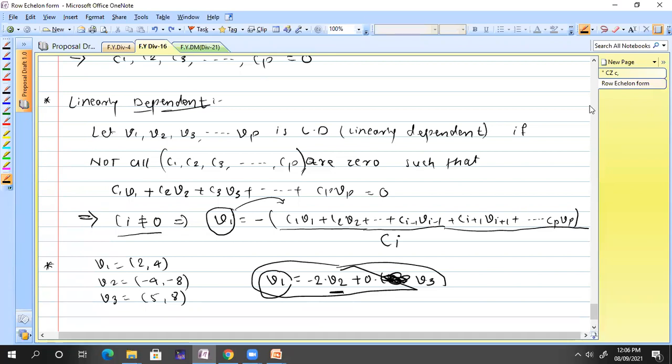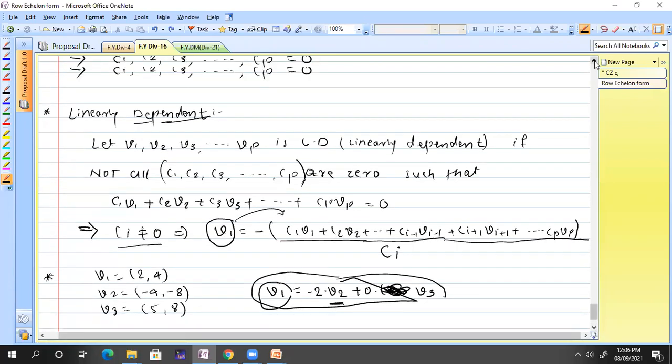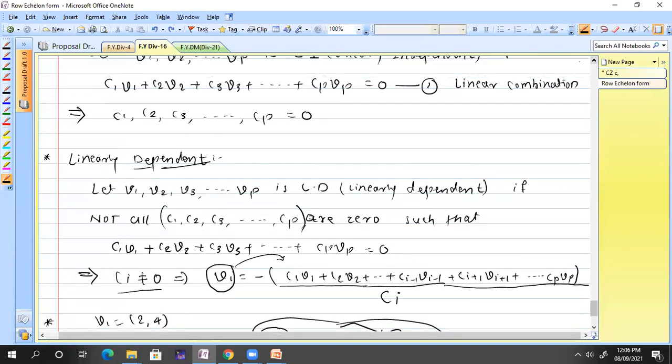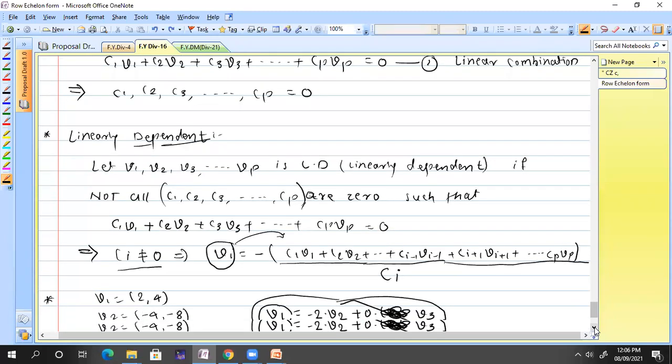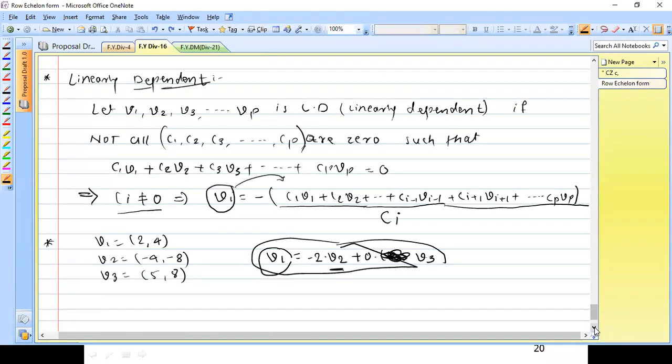So here also, in terms of vectors, when all the constants are 0, you are getting linearly independent. And if at least one constant is not equal to 0, then you are getting linearly dependent. While solving the example, you will understand how we convert the vectors in terms of a system and how we solve that system. So let's take one example.